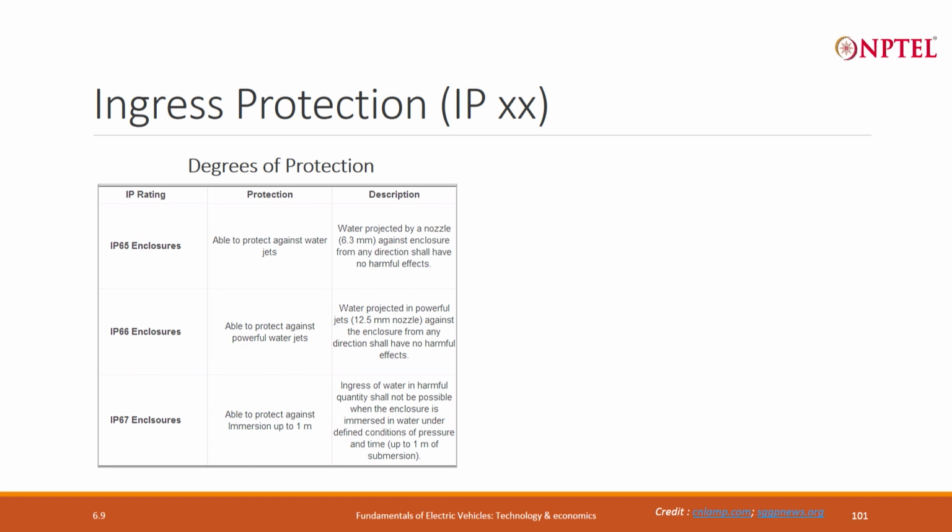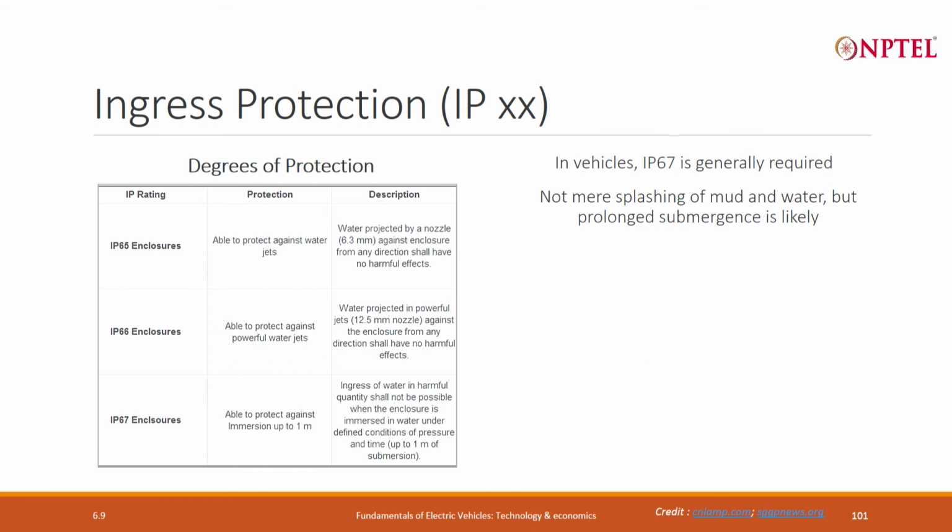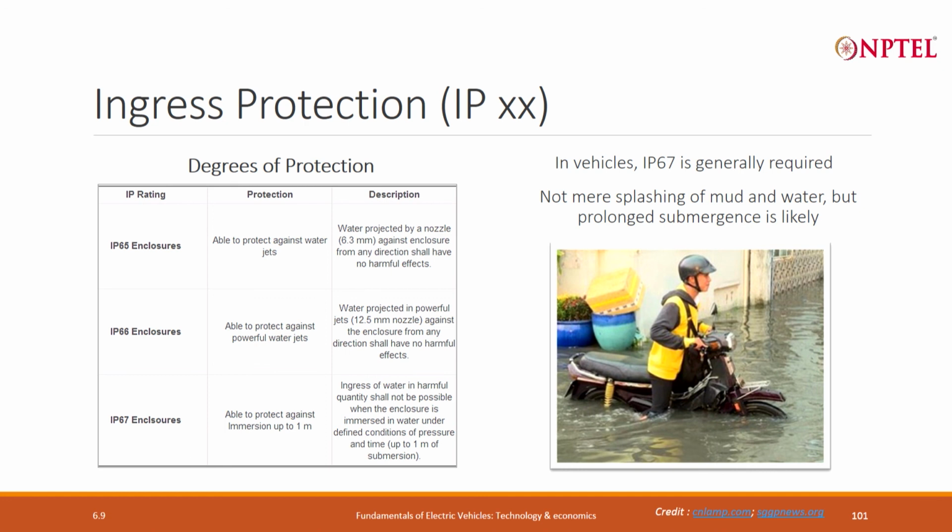IP67 is an even more extreme condition where it should be able to withstand submergence in 1 meter depth of water for a reasonable period of time. Not forever, it is not like a submarine, but submergence for several minutes it must be able to withstand, and that is the worst. Usually we require IP67. Why do we require IP67 when we are not building a submarine? Because this is likely to be a very common scenario in our cities.